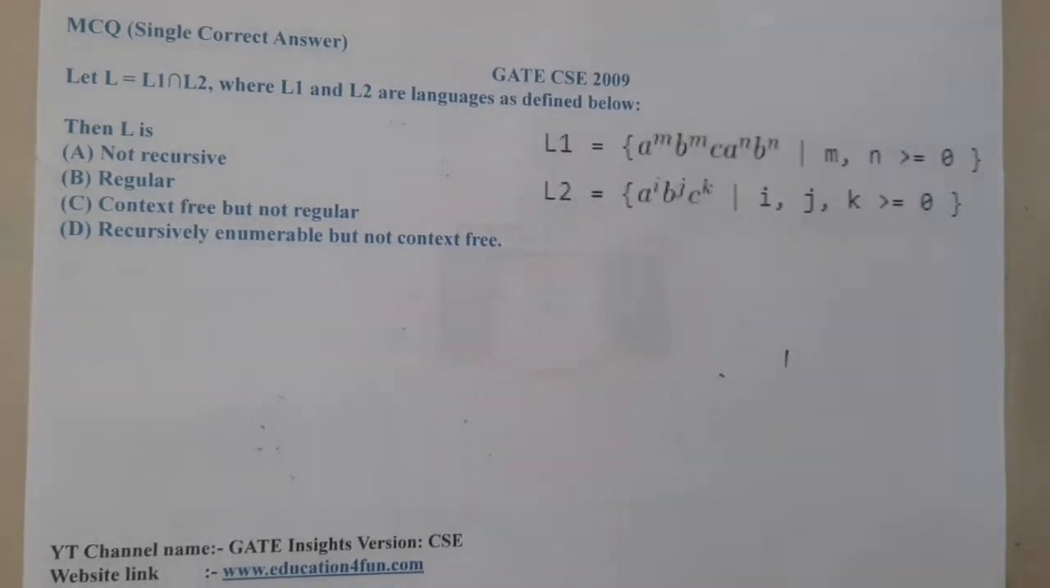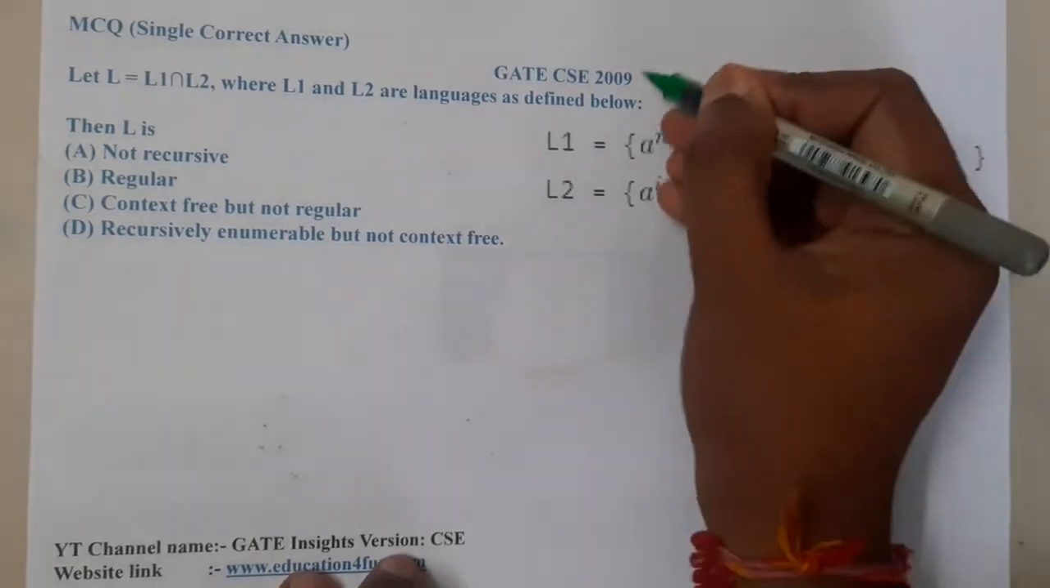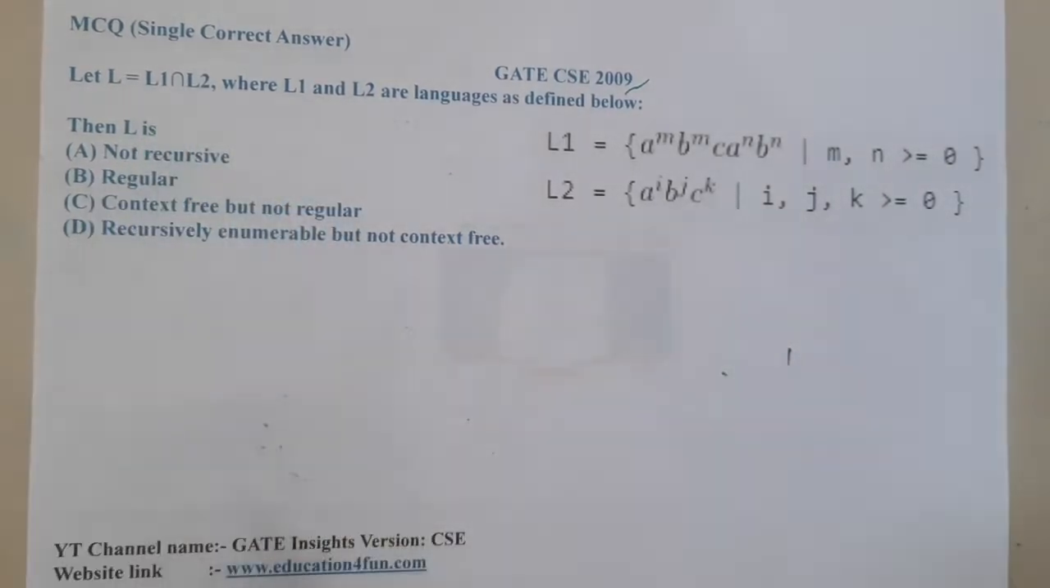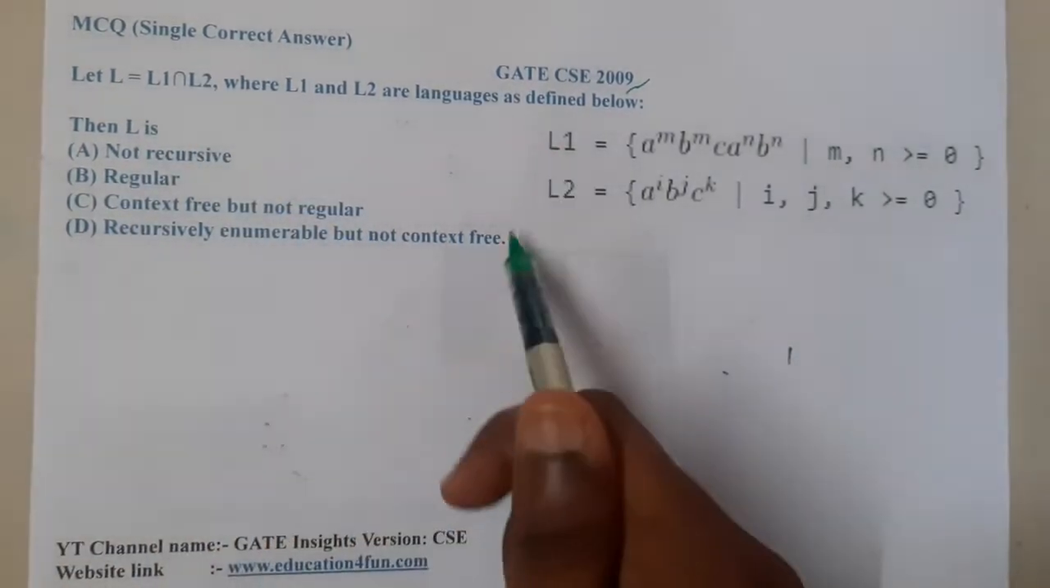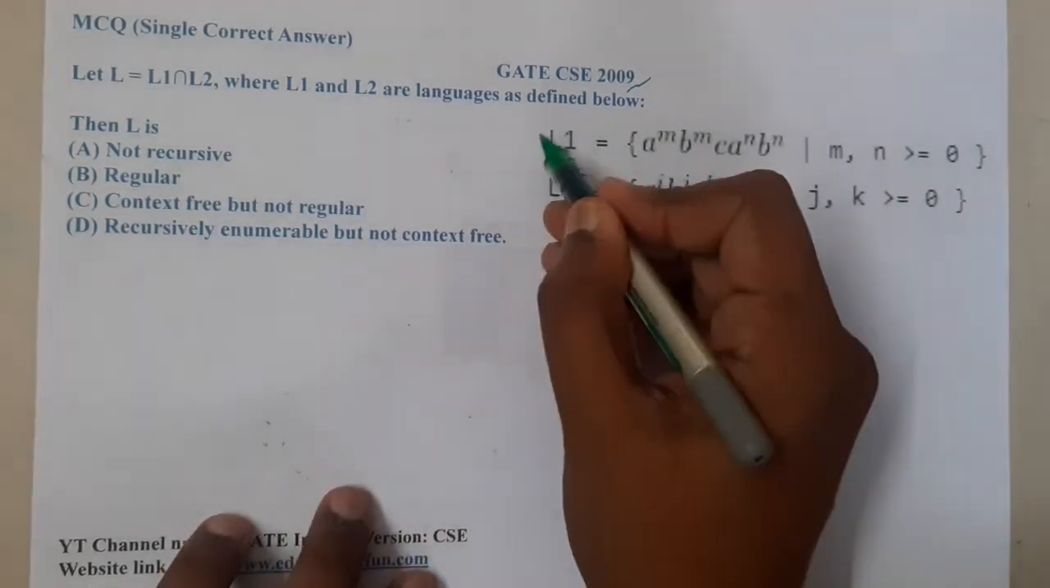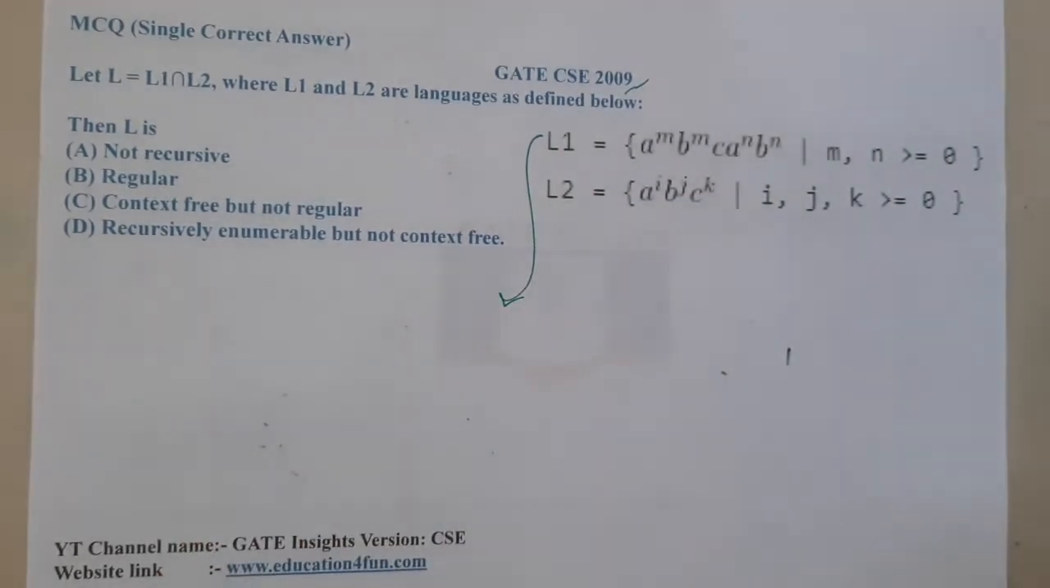In this lecture, let us go through the next question. This question belongs to GATE CSE 2009. The given question is: let L equal L1 intersection L2, where L1 and L2 are the languages below. When it comes to L1, what is it, guys?